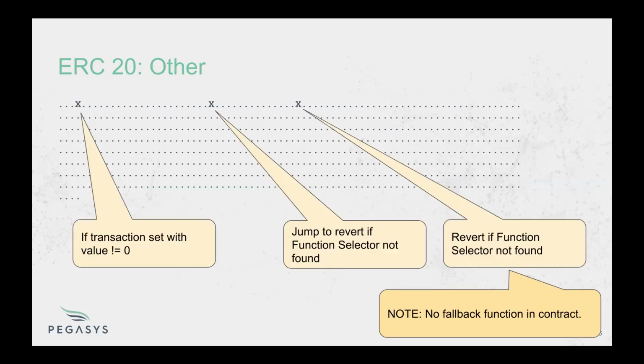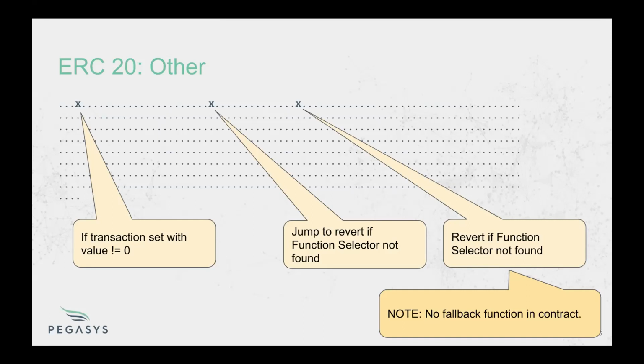So another thing to think about is that as well as the functions and the metadata, you've also got some extra tiny bits of code. In this contract, none of the functions were payable, and hence if a transaction comes in and the value isn't 0, that's caught right at the start and it'll fail.